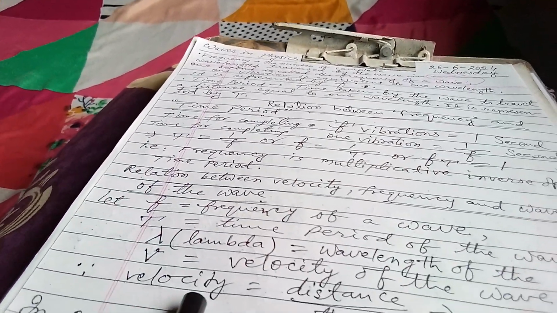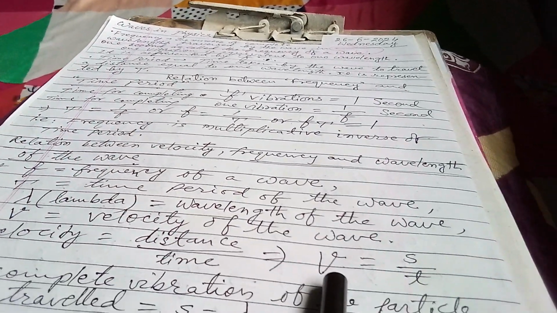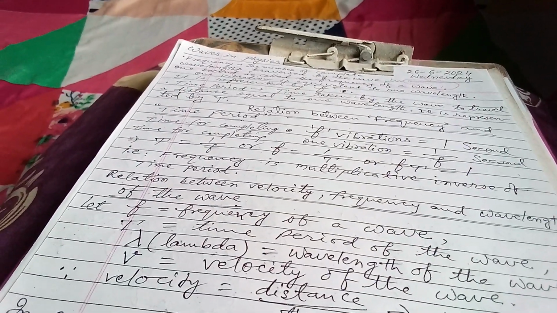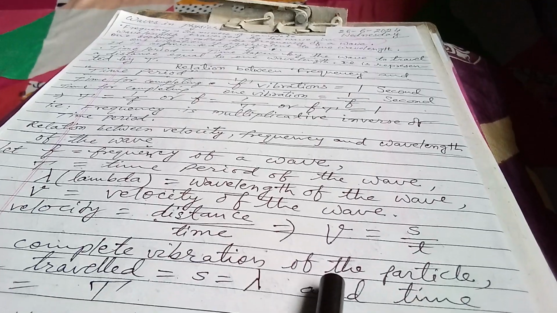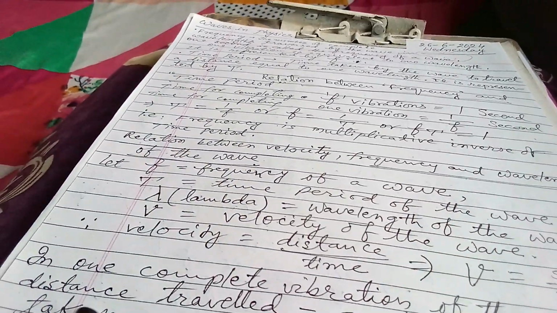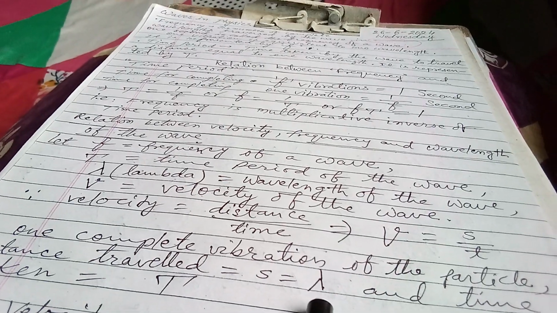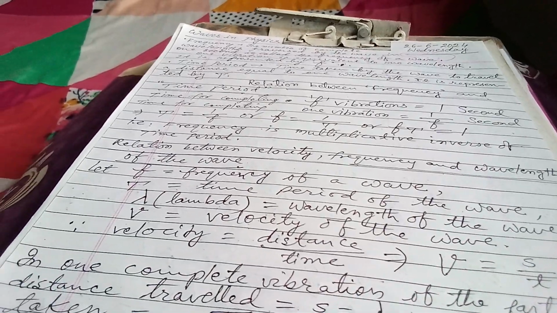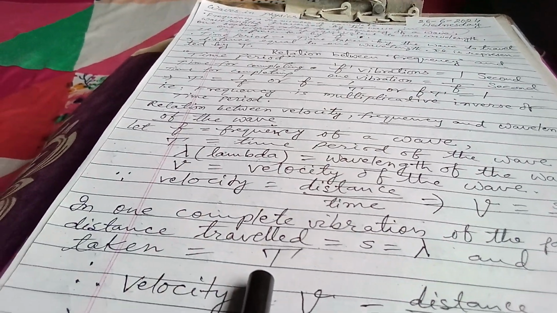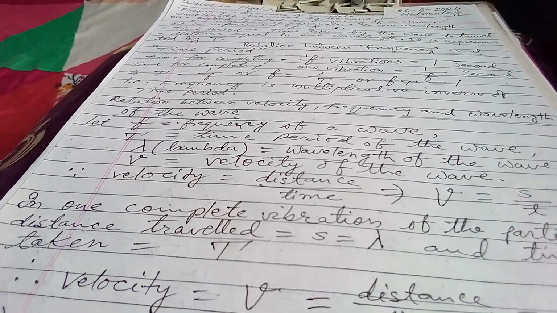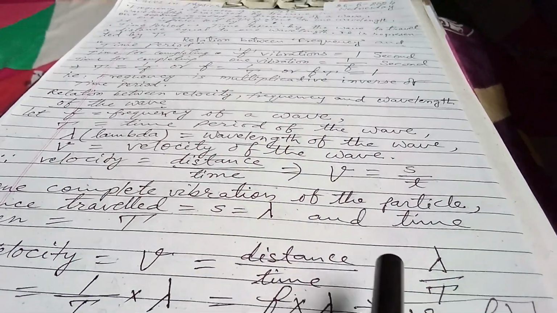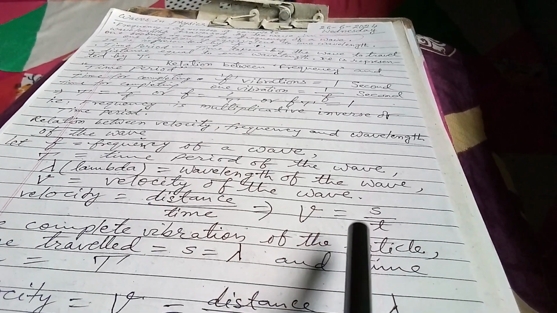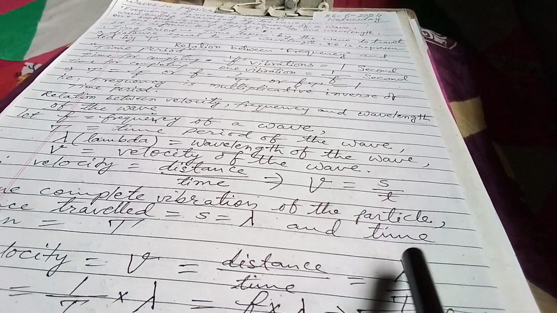Well, one thing we know is that velocity equals distance by time. This implies v equals s by t. Now, in one complete vibration of the particle, distance traveled s equals lambda, that is the wavelength, and time taken is equal to capital T. So therefore velocity v equals distance by time, that is lambda by T, because distance s is lambda as I have mentioned above.